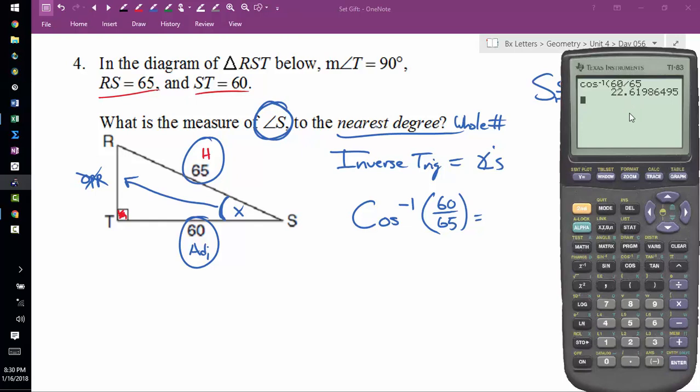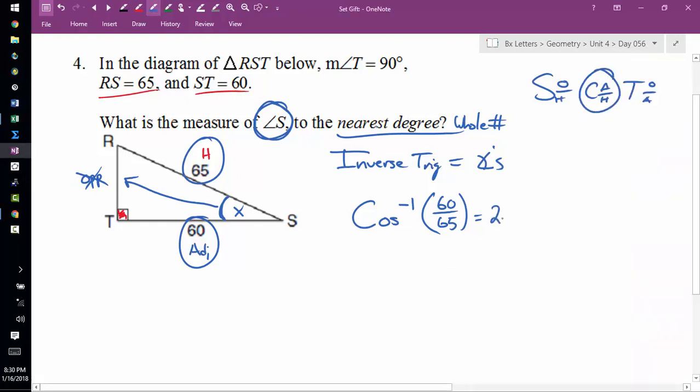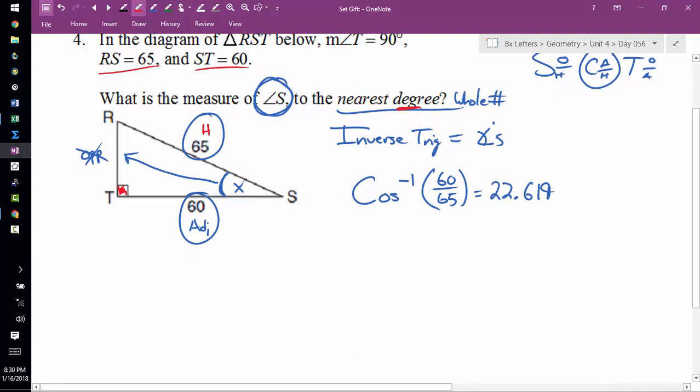We can see it's 22.619. And they wanted us to round this to the nearest degree. So we've got to figure out, do we keep that as 22 or do we round it up to 23? We're going to look to the right, and since that's 5 or higher, we round it up. So we can say the measure of angle S equals 23.